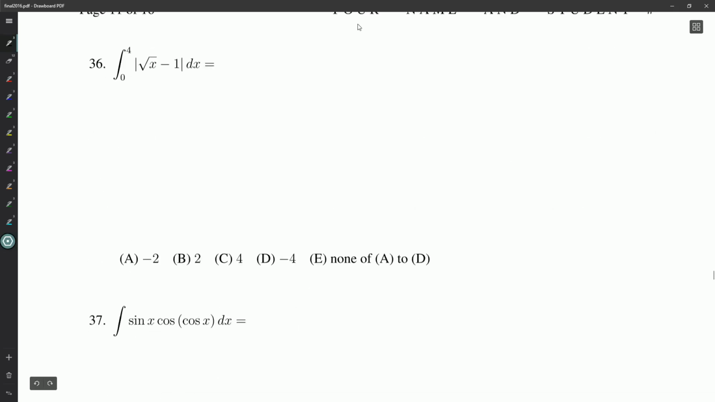All right, so the last question for this video, 36. And what have we got for question 36? So we want to integrate from 0 to 4 the absolute value of root x minus 1. Now, absolute value is going to look like 2 different things. Sometimes it'll look like one function. If root x is bigger than 1, root x minus 1 will be a positive thing.